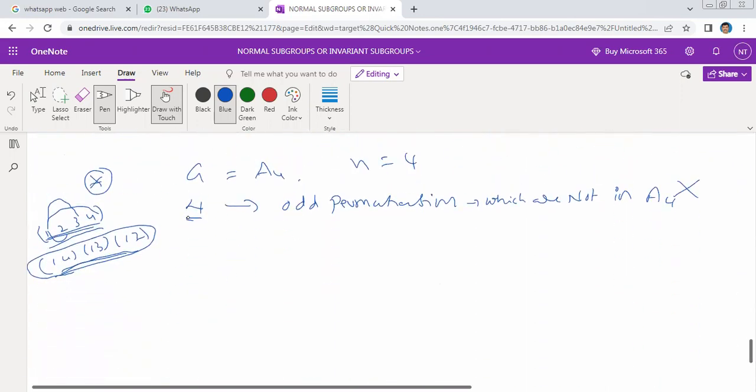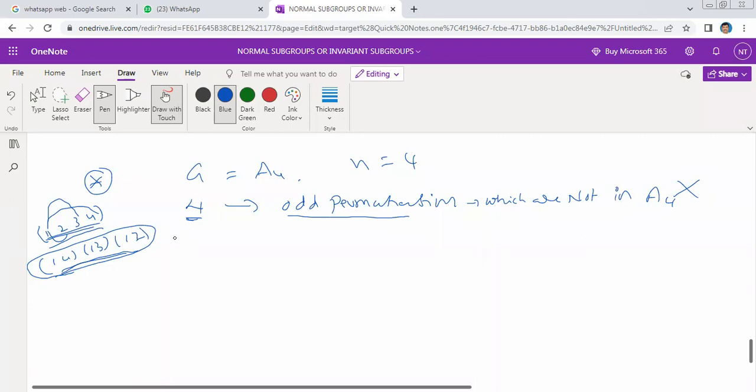If you take length 4, which gives 4 minus 1, that is 3 transpositions. Three 2-cycles means an odd permutation, which is not in A4, not possible in A4.